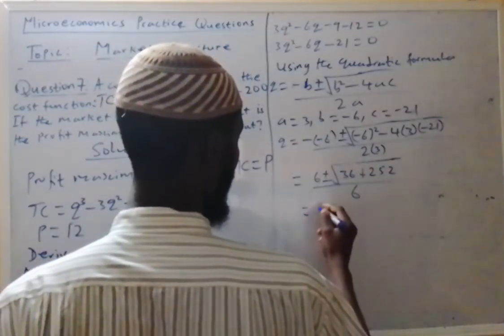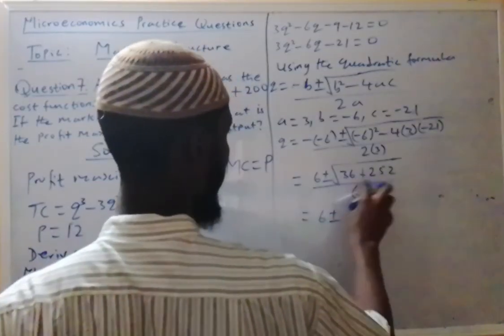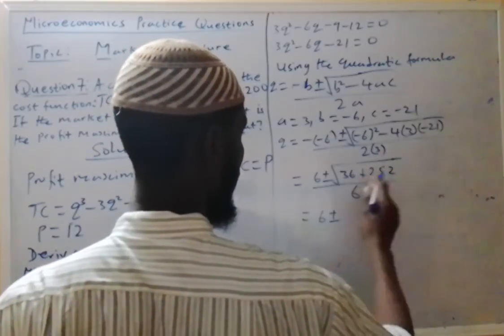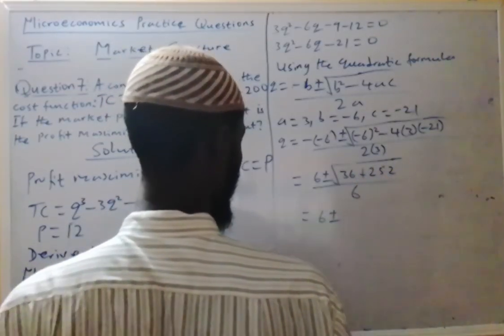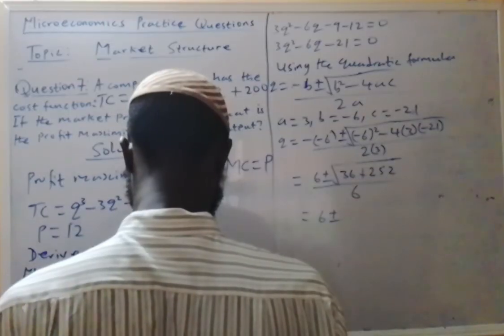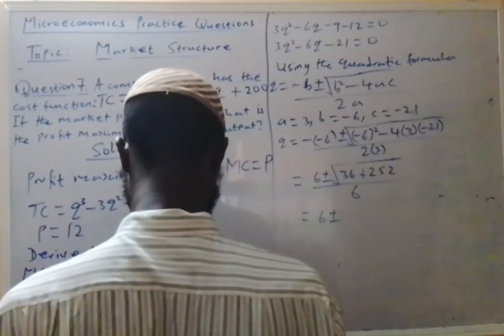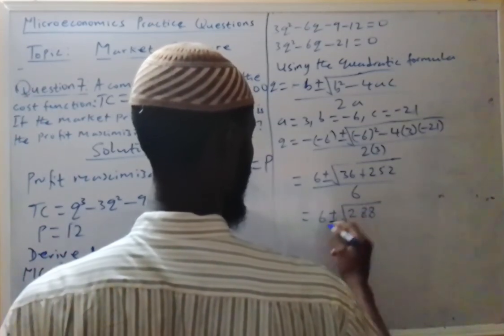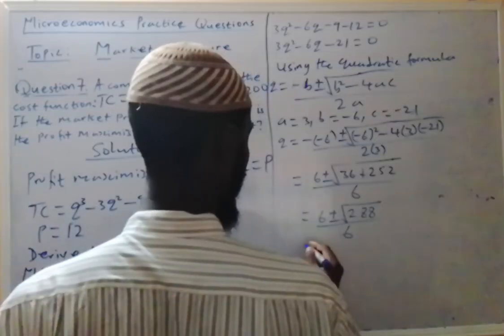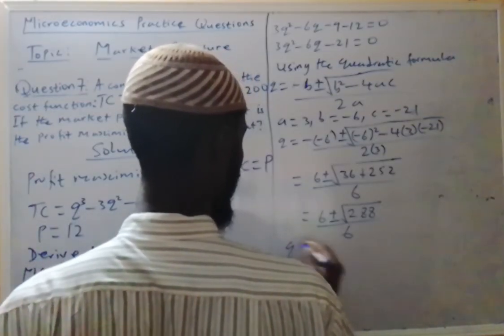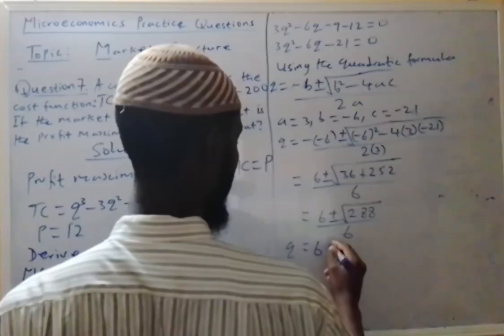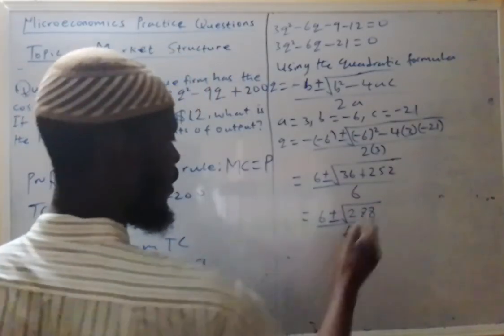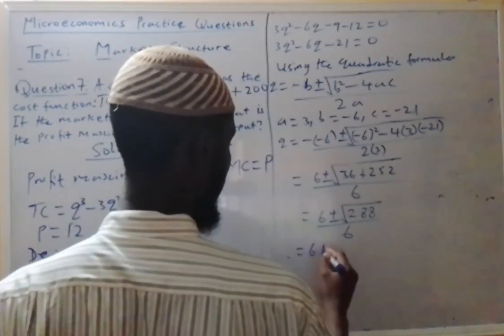Then this is equal to 6 plus or minus. We add this together, 36 plus 252. So we have 288. Don't forget the square root. Then divide by 6. Then q is equal to 6 here. We take the plus sign first. Plus or minus.